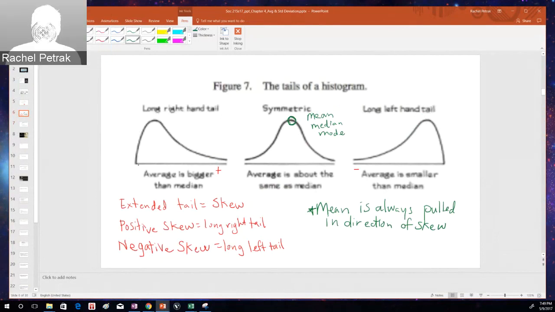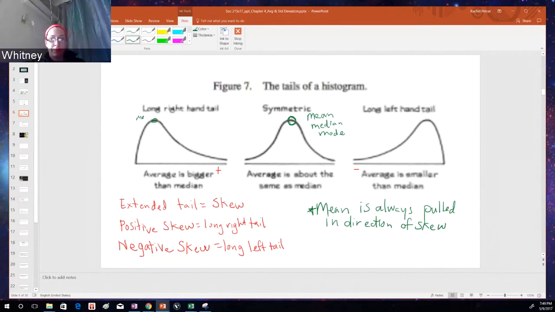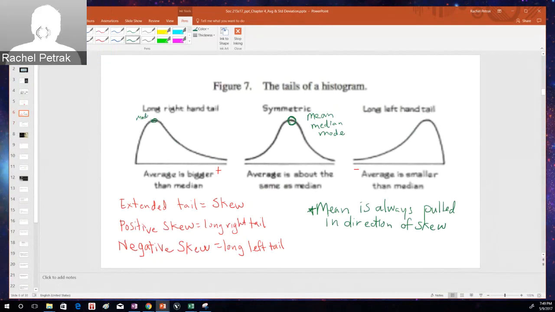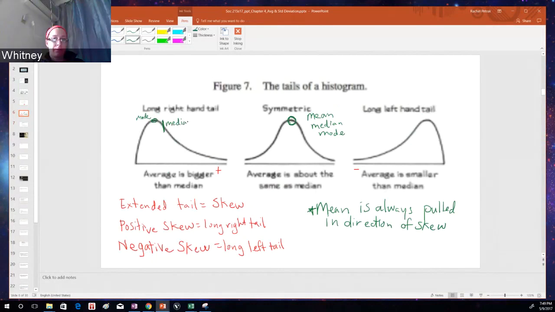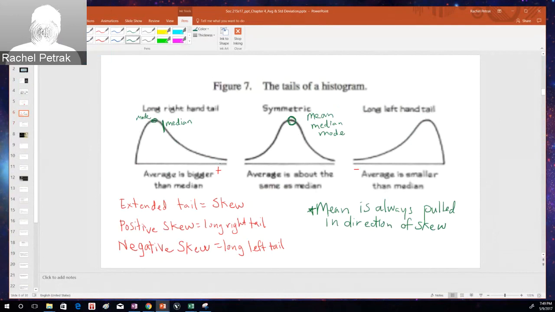So for example, we can see, starting here on the positively skewed diagram, the mode is going to be right about here. This is the most common score. But 50% of the distribution is going to then fall around in here. But because of these extreme scores, the mean is going to be pulled even further away from the mode.